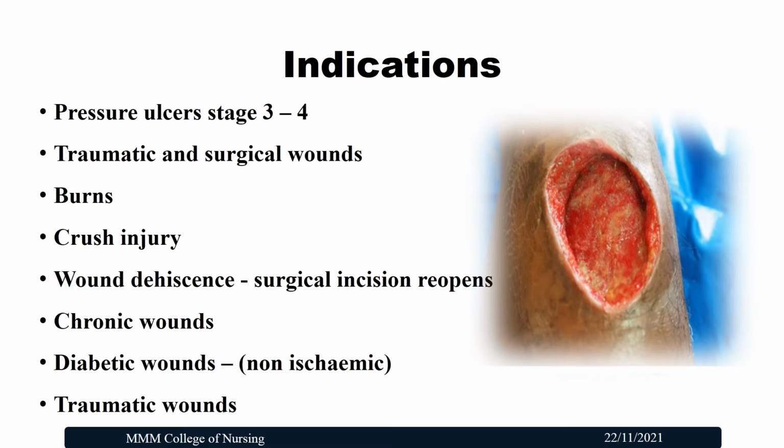Now let's see the indications of negative pressure wound therapy. It is highly effective in decubitus ulcers in stage 3 and 4. Any traumatic and surgical wounds which take a longer duration of time for healing, burns, crush injuries, wound dehiscence, that is, a surgical incision that may get reopened due to several reasons, chronic wounds, and diabetic wounds, but it has to be a non-ischemic one, and traumatic wounds.